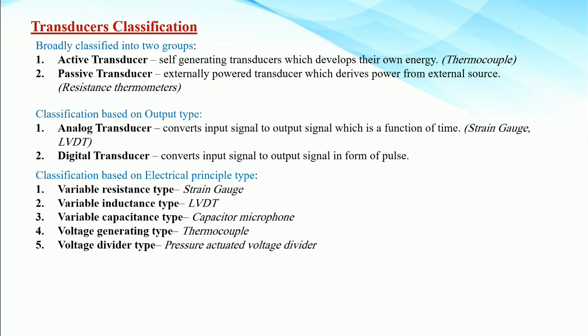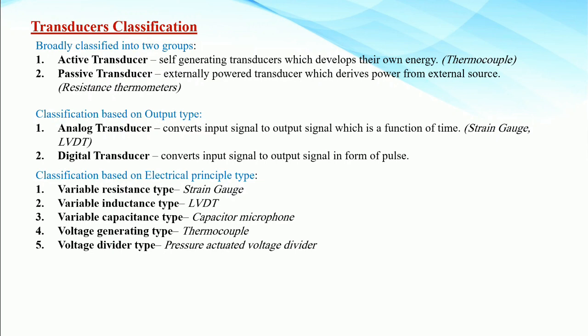Then we can classify the transducer based on the output type. In case of output type, there are two types of output we can have. One is the analog output, another is the digital output. An analog transducer converts the input physical phenomenon into an analogous output, which is a continuous function of time, like a strain gauge or thermocouple. A digital transducer converts the input physical phenomenon into an electrical output, which may be in the form of a pulse.